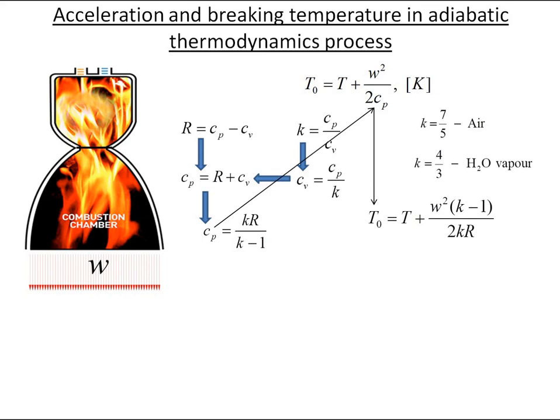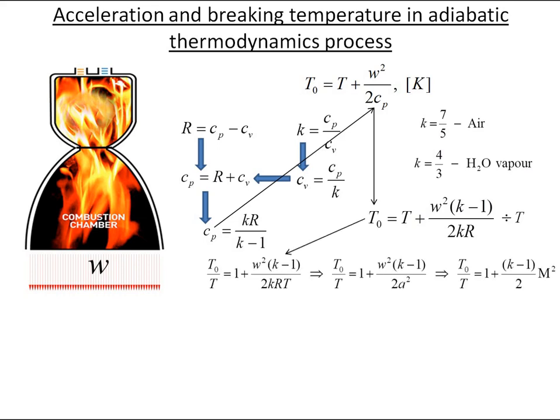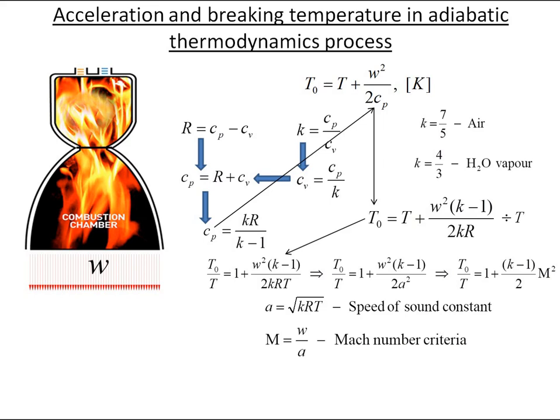Divide the last equation by temperature T and we get such an expression. Here A is the speed of sound constant and capital letter M is the Mach number criterion. We can avoid the Mach number without any problems, but an equation with such a simplification of velocity divided by the speed of sound constant looks like a neater expression, and one thing mathematician majors and physics majors have in common is a liking for neatness of math expressions.